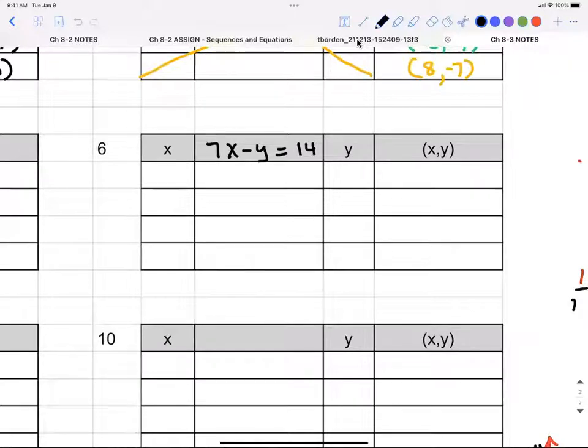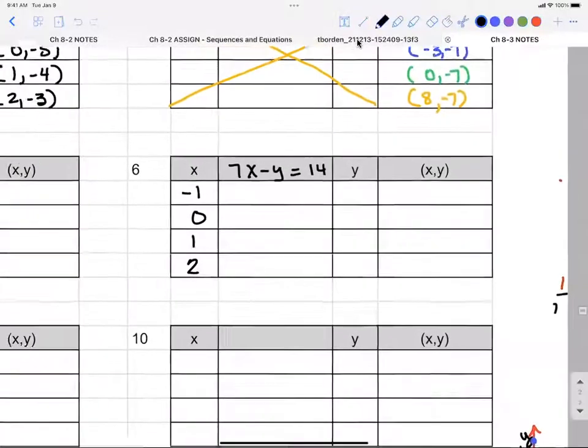You still do it the exact same way. You still randomly pick 4 x's that you want to use. Again, I try to keep them low and I try to keep them easy. And I especially like to use 0 because when you plug a 0 in for x, 7 times 0 is 0. So it makes it a little bit nice, but you don't have to. So I'm going to pick -1, 0, 1, and 2.